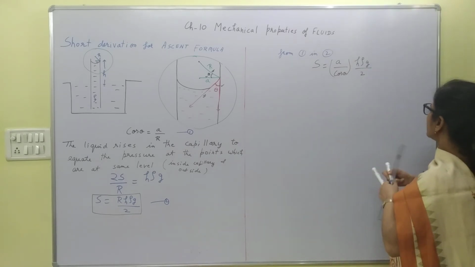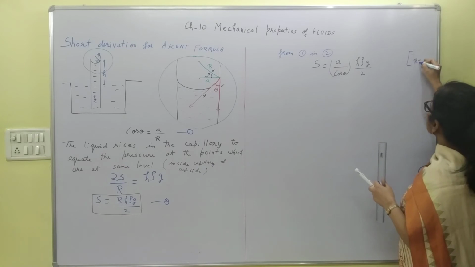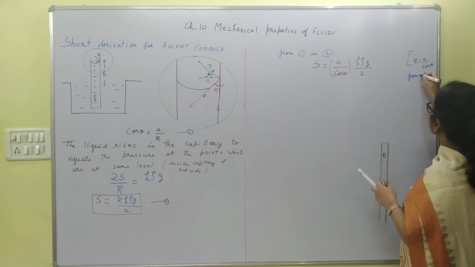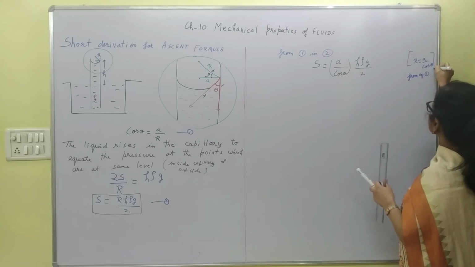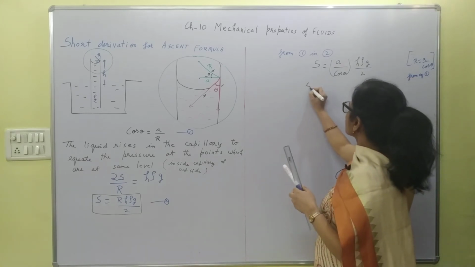So you can write in the bracket, since R is equal to A upon cos theta from equation 1. So I place this value. So this formula is actually Ascent formula.